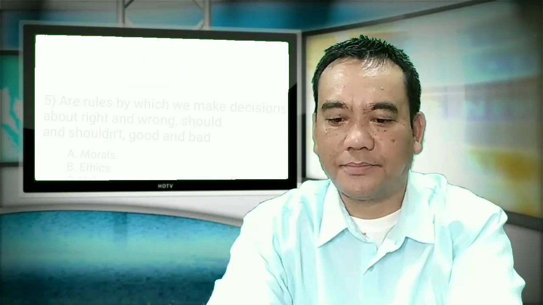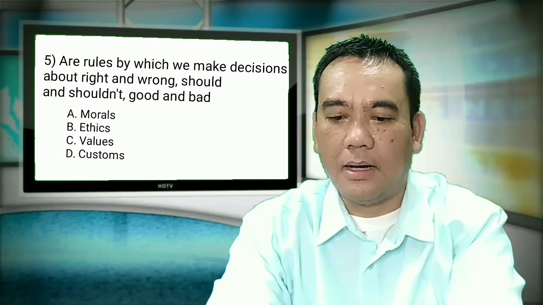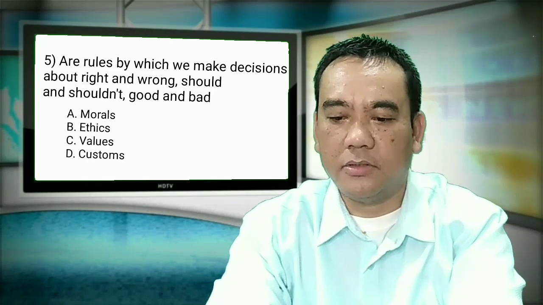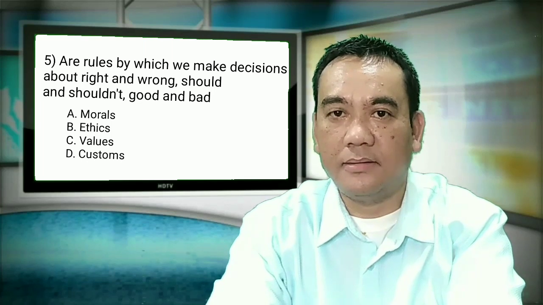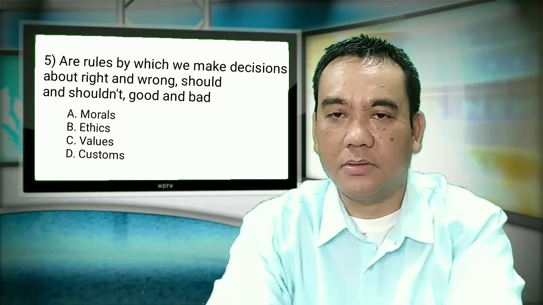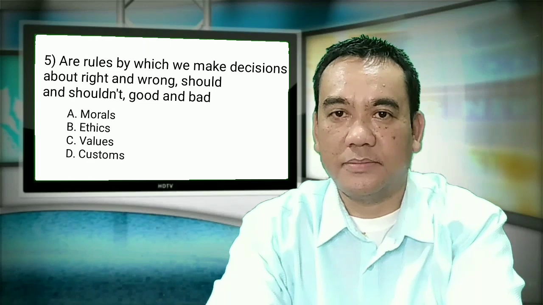Next, number 5. Are rules by which we make decisions about right and wrong, should and shouldn't, good and bad. A. Morals. B. Ethics. C. Values. Or D. Customs.